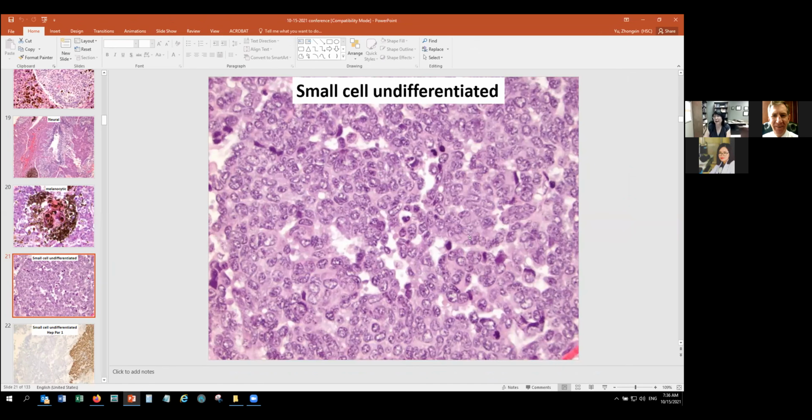This is small cell undifferentiated type. There's no differentiation, and the cells are small round blue cells.